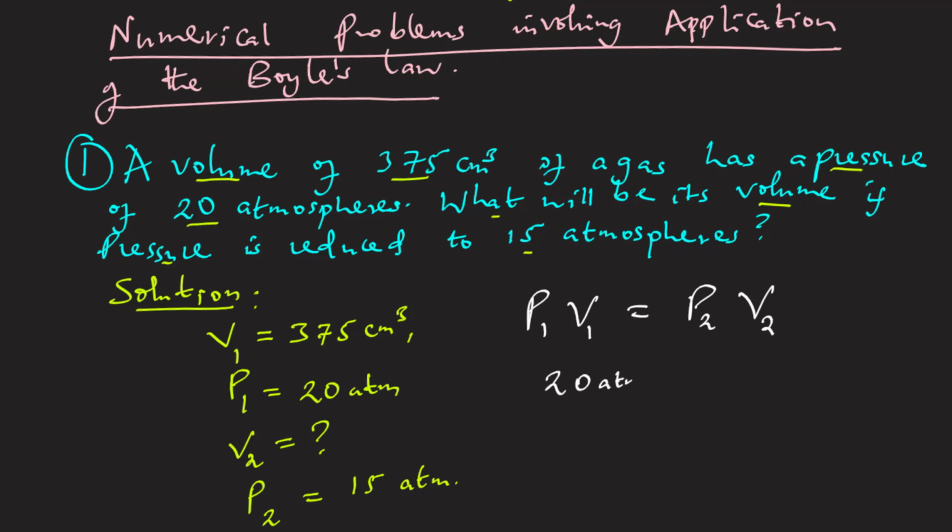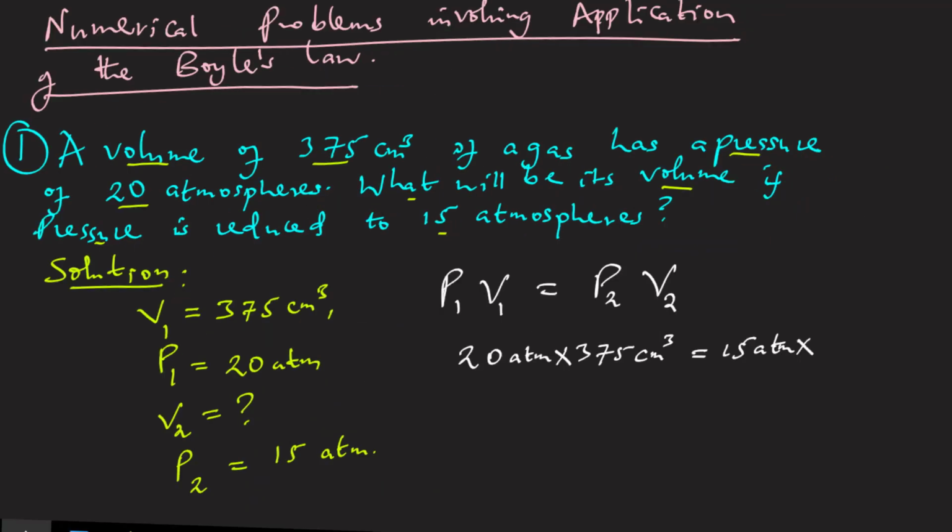P1 is equal to 20 atmospheres, multiplied by V1, which is 375 cubic centimeters, must be equal to P2, which is 15 atmospheres, multiplied by V2. We don't know V2, so we have to make V2 the subject.